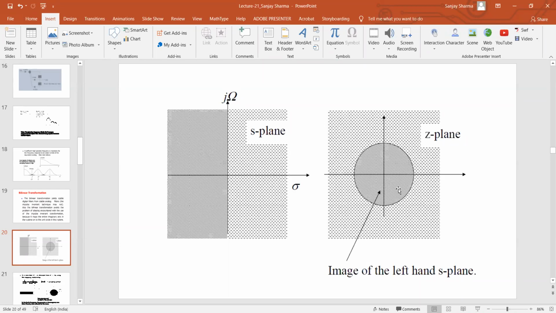But it results in frequency squeezing, which is also known as frequency warping. I will come to that. But you must understand how the bilinear transformation avoids the problem of aliasing. That means the complete left side of the j omega axis goes inside the unit circle and the right side goes outside the unit circle. This is the image of the left-hand S plane.